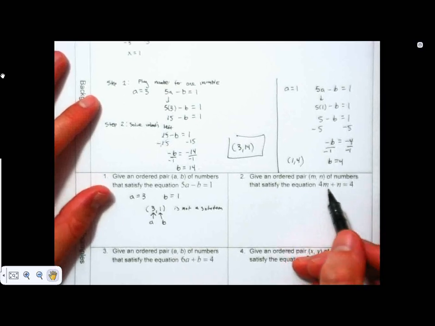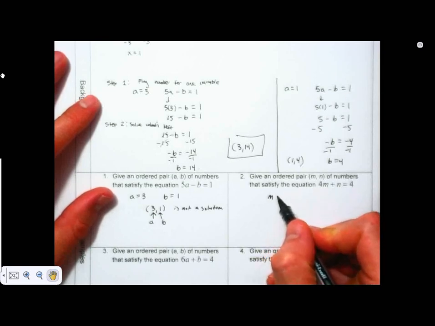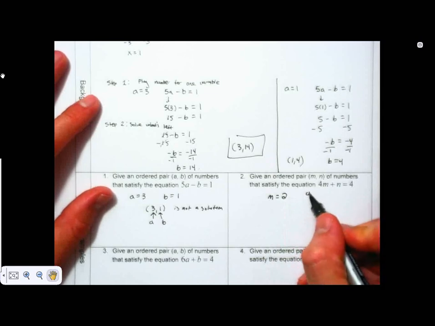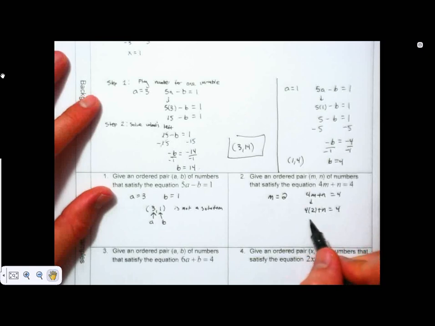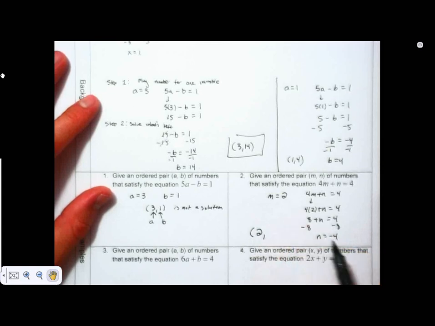Okay, so for number 2, we could have, again, chosen any number to plug in for M or any number to plug in for N. So since M comes first, I'm just going to plug a number in for M. So let's say M equals 2. Well, if M equals 2, let's plug that in and see what we get. 4 times 2 plus N equals 4. 4 times 2 is 8, plus N equals 4. Minus 8 from both sides. And we get N equals negative 4. So my solution would be, since M comes first in the alphabet, the M number comes first, then the N number. So a possible solution would be 2, negative 4.